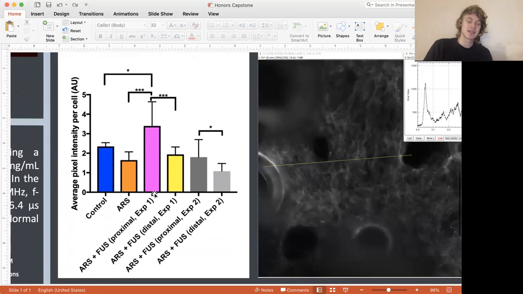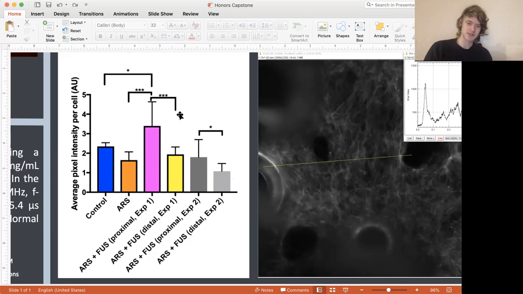So the important takeaways from this plot are the differences between the pink and yellow rectangles and the darker gray and lighter gray rectangles. The pink rectangle represents the ASMA signal proximal to the bubble events for the first experiment, and the yellow represents the average signal intensity distal from the event. And there was a very significant difference between those two. Being near the event had a significant enhancement of the ASMA signal and therefore myofibroblast activity. I believe the p-value for this was 0.0007, so a very significant finding.